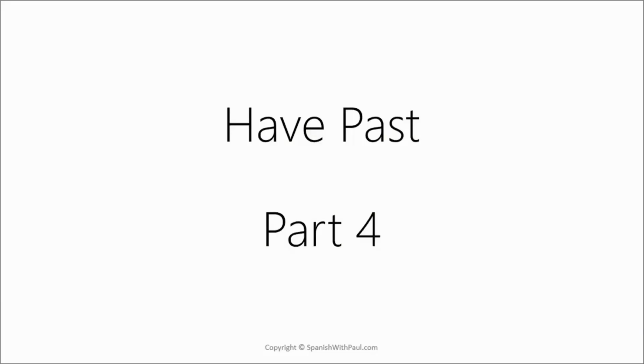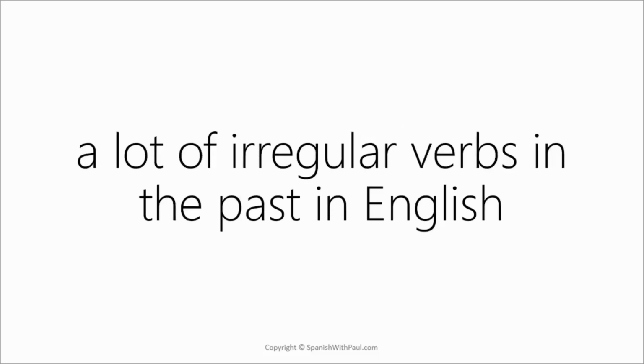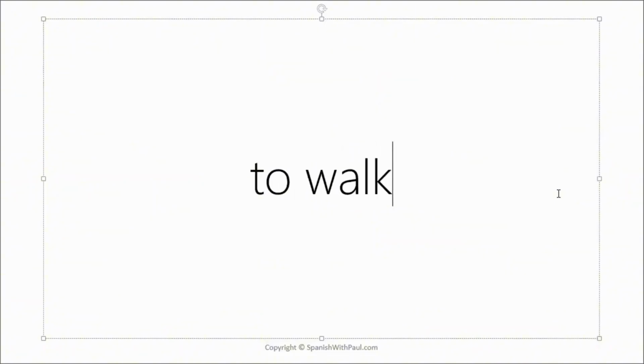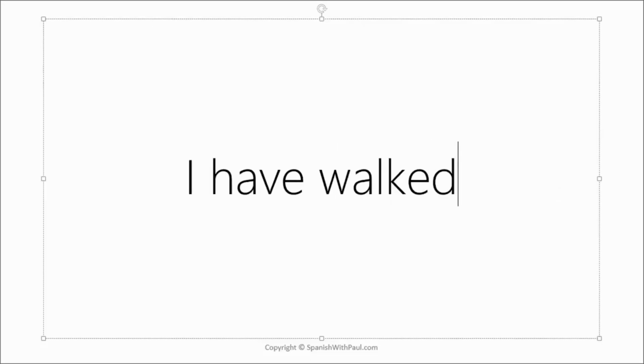Welcome to part 4. We're going to talk about irregular verbs now with this have past. First of all, we have them in English. There are a lot of irregular verbs in the past in English. Let's do a little demonstration. Say we take the verb to walk. Well, that would then in the past go to I have walked. It gets this ed ending.